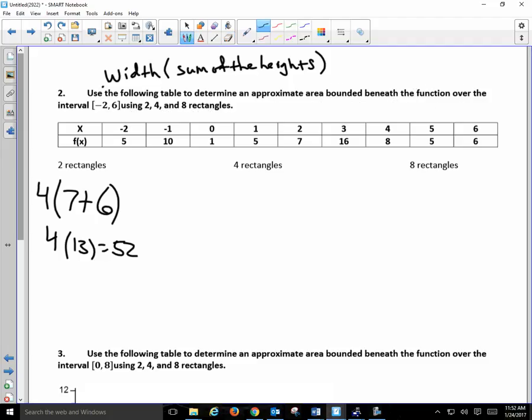Now I'm going to have 4 rectangles. What would the width of each rectangle be if there's 4 of them? The width is 2. Now, here's the problem. Here's what a lot of people are tempted to do. When they see 2, they just look at -2 and -1, and they evaluate the height at -1. That's a width of 1. You have to go a width of 2. So a width of 2 would mean we go from -2 to 0, from 0 to 2, from 2 to 4, from 4 to 6. You see that? And again, today we're always focusing on the right-hand side.